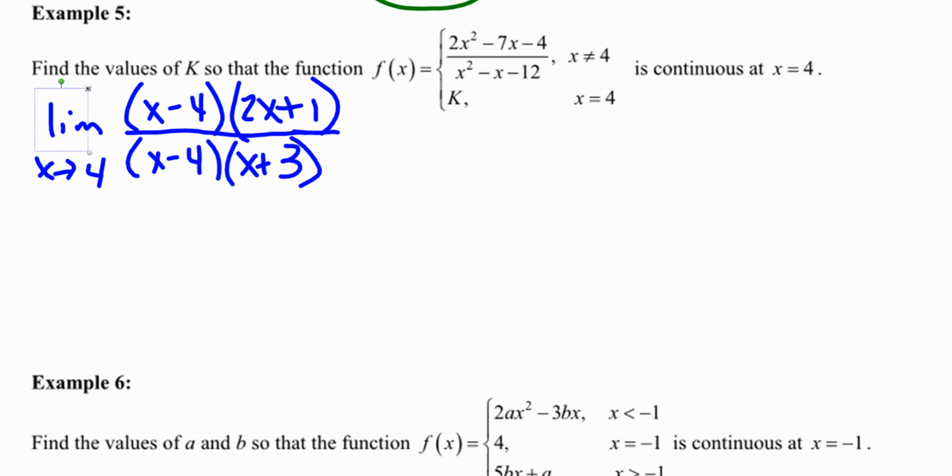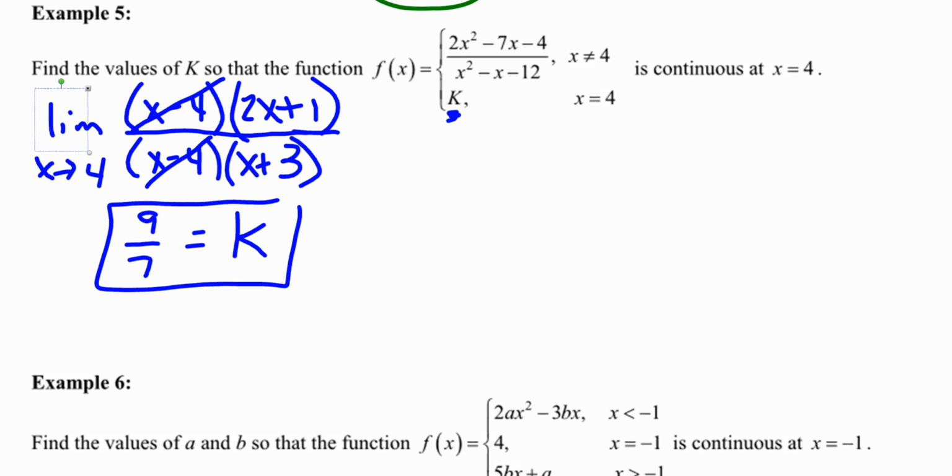Now I know there's a hole at 4, but we're trying to fill in that hole and make it continuous. To do that, if we figure out this limit, plug in 4, we get 9 over 7. If we fill in the y value at 9/7, we will make this entire function continuous.